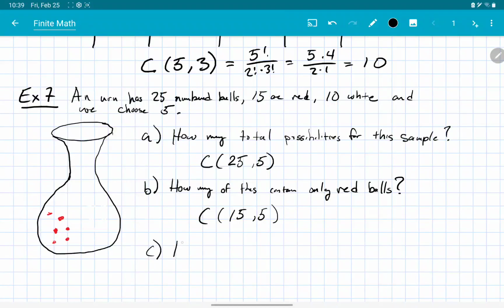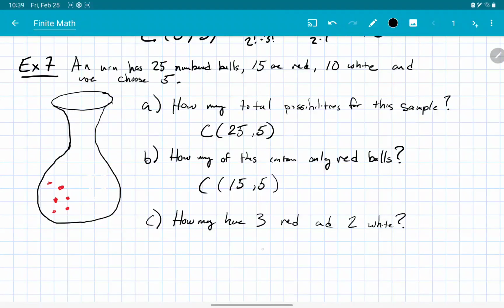Okay, now we can ask how many have 3 red balls and 2 white. So now we're thinking about this, right? We have the possibilities of what the red balls could be, and we have the possibilities of what the white balls can be. And we need to multiply those 2 numbers because any choice of the 3 red balls can be paired with any choice of the 2 white balls. So we have to multiply those 2 together.